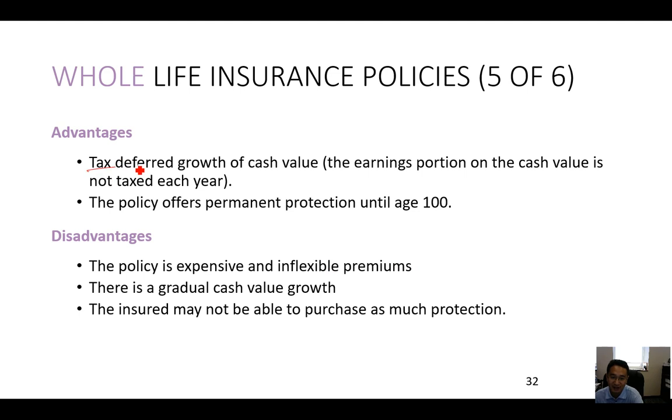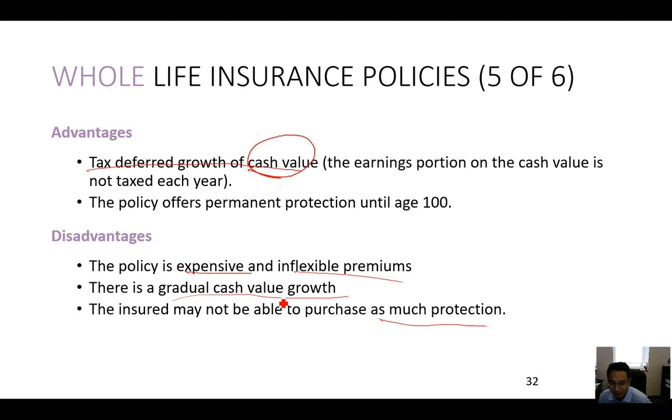And the advantages, tax deferred growth, right? The money. So that's why people like universal and whole life, okay. Those people with a lot of money, they want to have their money grow tax-free. Disadvantage, the policy is expensive and you don't really have flexibility regarding premium. It's a gradual cash value growth and you have to wait a while. You might not be able to purchase as much protection. Again, it's expensive, right? So the only way to make it affordable is you have less coverage.